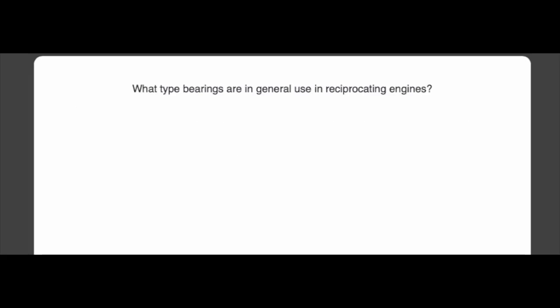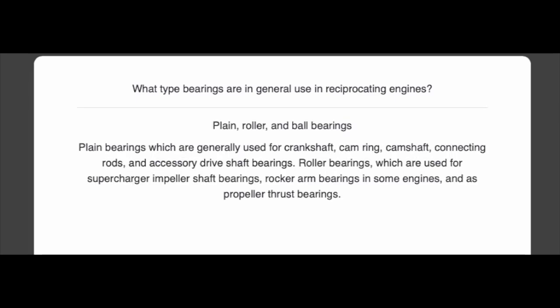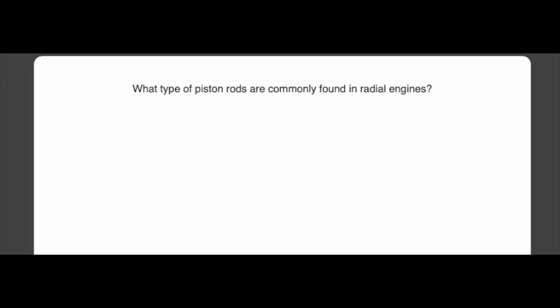What type of bearings are in general use in reciprocating engines? Plain, roller, and ball bearings. Plain bearings are generally used for crankshaft, cam ring, camshaft, connecting rods, and accessory drive shaft bearings. Roller bearings are used for supercharger impeller shaft bearings, rocker arm bearings in some engines, and as propeller thrust bearings. What type of piston rods are commonly found in radial engines? A master and articulating rod assembly.